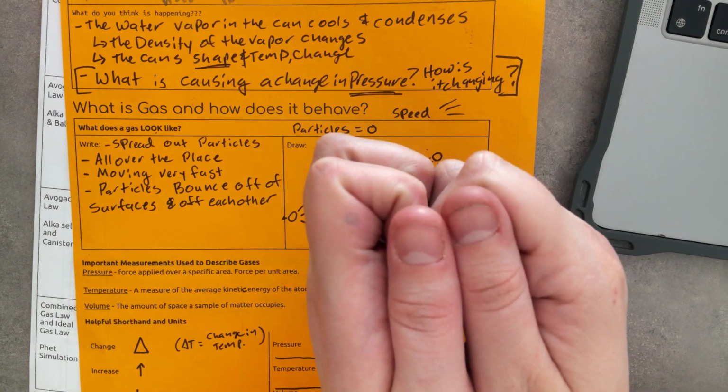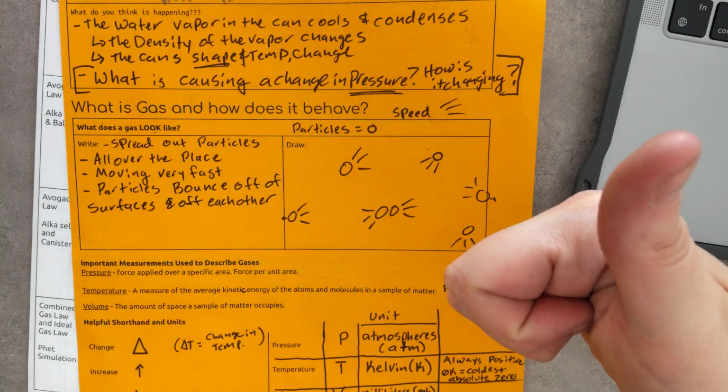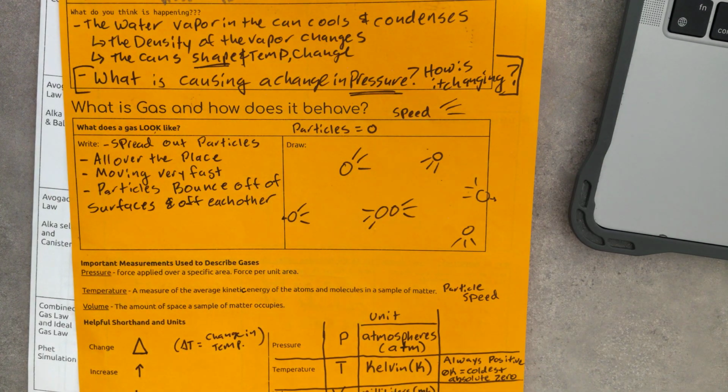So we know the water vapor condenses. We know that it gets closer together when it does that. But what we're still stuck on is, how is that can crushing so quickly? And how does pressure affect it? So I don't have an answer for you yet, but write this down in your paper and get a little idea of what the classes were thinking about when we were talking about this.